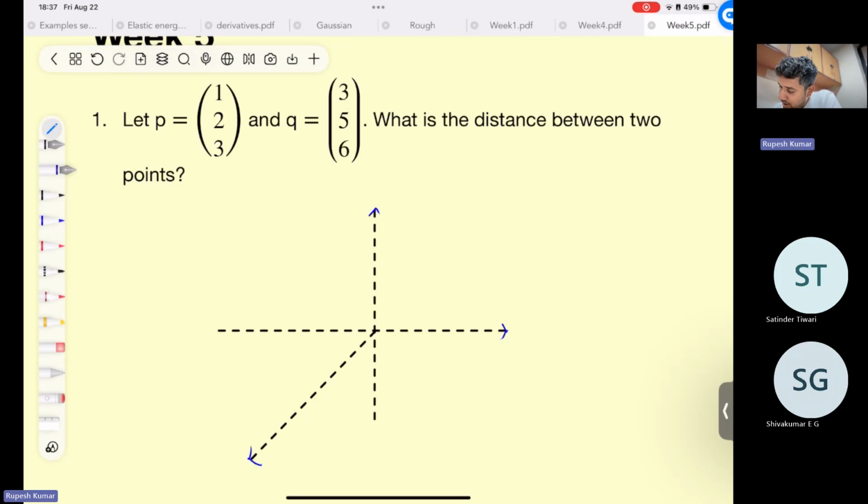Along the x axis, you cover length 1. Along the y axis, you cover length 2. This is approximately here. Along the z axis, you cover length 3. So 1, 2, 3, maybe here. If you join these three, you will get a point, I think here somewhere.